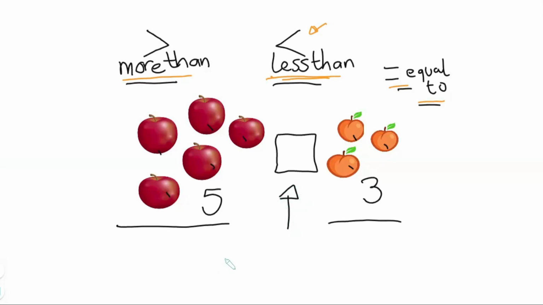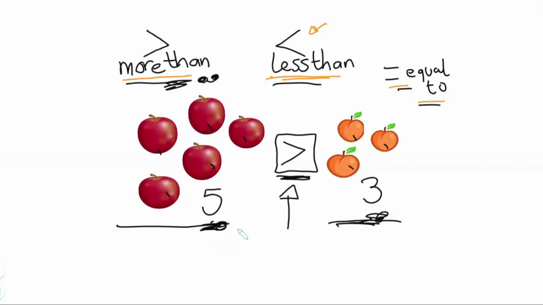How do these numbers compare to each other? We know that the number 5 is more than the number 3. Let's say that again. Number 5 is more than the number 3. So, which symbol do you think we're going to pop in between these two? That's correct. We're going to use the more than symbol in between both of these groups of fruit.